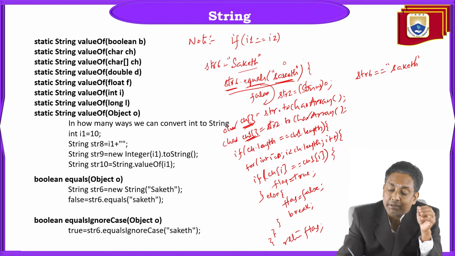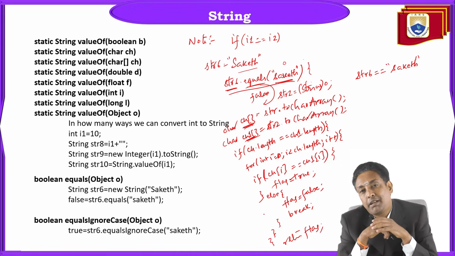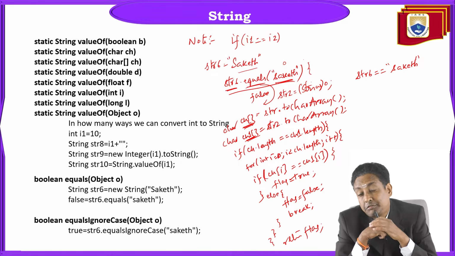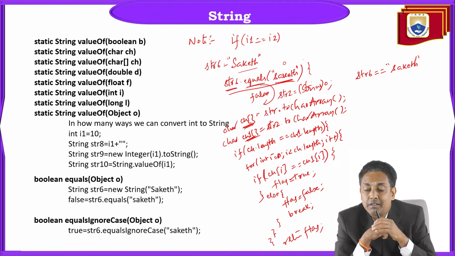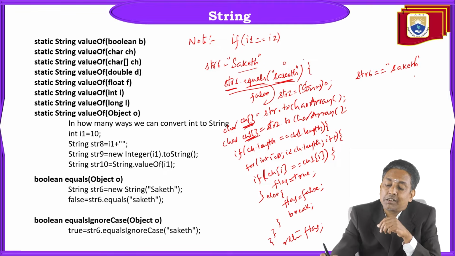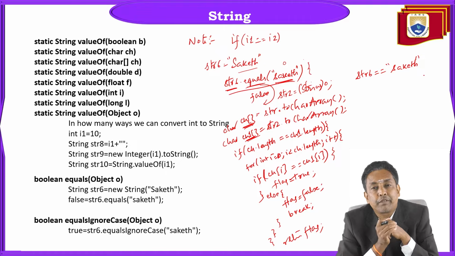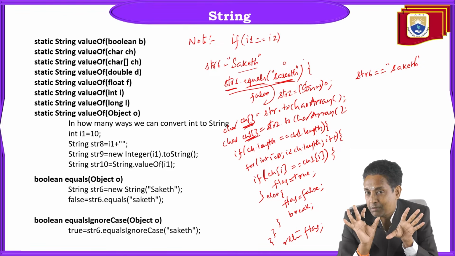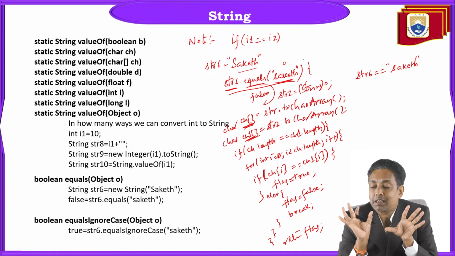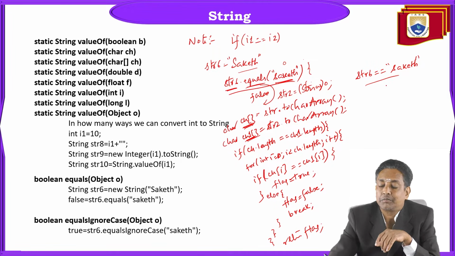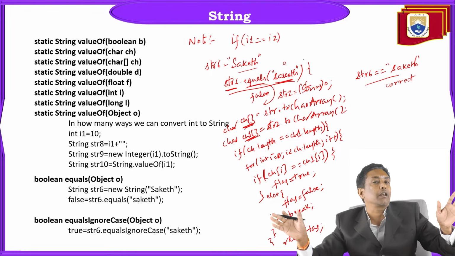If you use the equals method, this much story will run behind the function to determine whether to return true or false. If you write string str6 is equal to Saket, will that work? As far as programming is concerned, this statement is correct. There is nothing wrong with comparing two objects with the equal to operator.